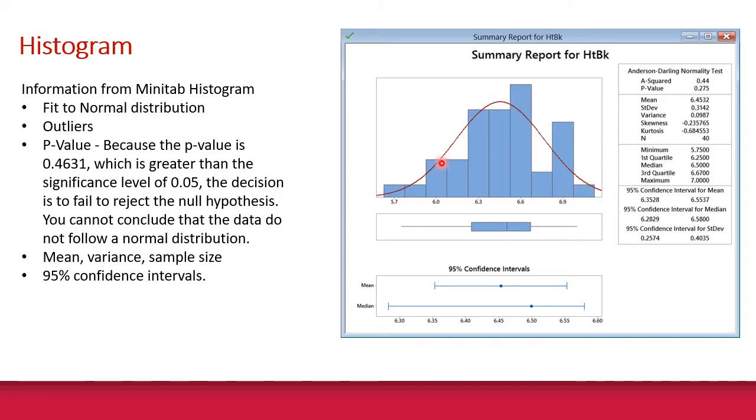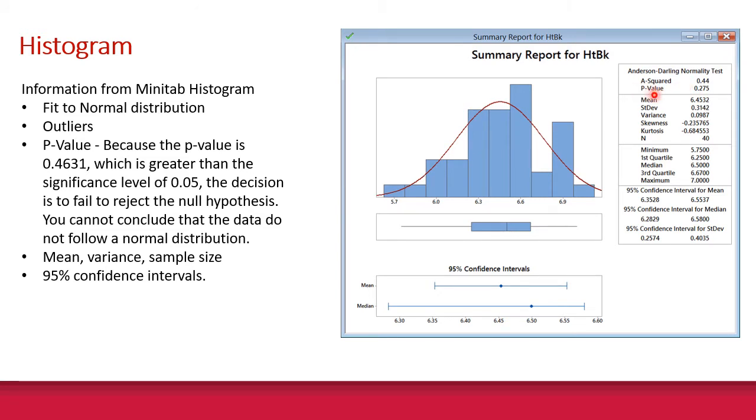It looks like it's pretty normal to me, but Minitab will also give us a good indication of that. It also plots the box chart down below. When we talked about box charts, it plots the box chart for you. It gives you the 95% confidence intervals for the mean and the median. Up here at the top, it does what's known as the Anderson-Darling normality test, and this is a test that tells you how your data fits a normal curve.